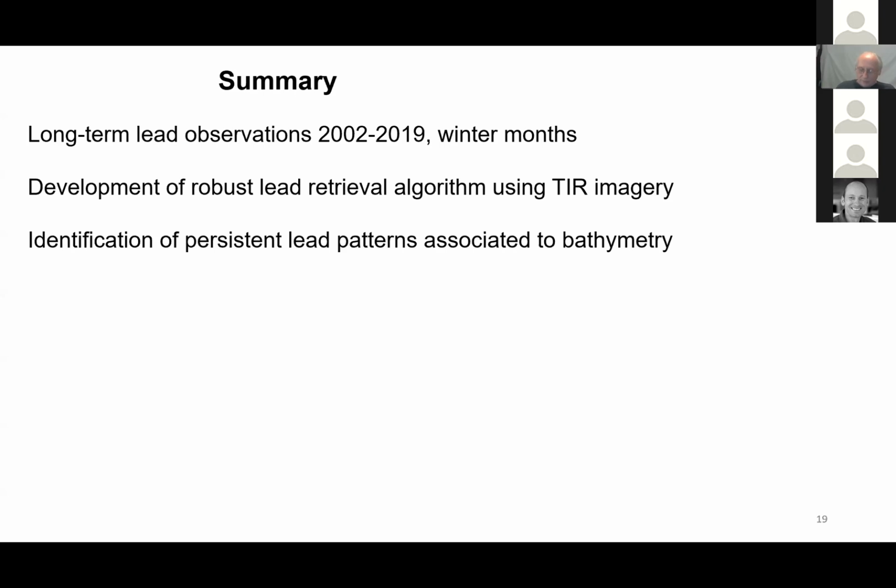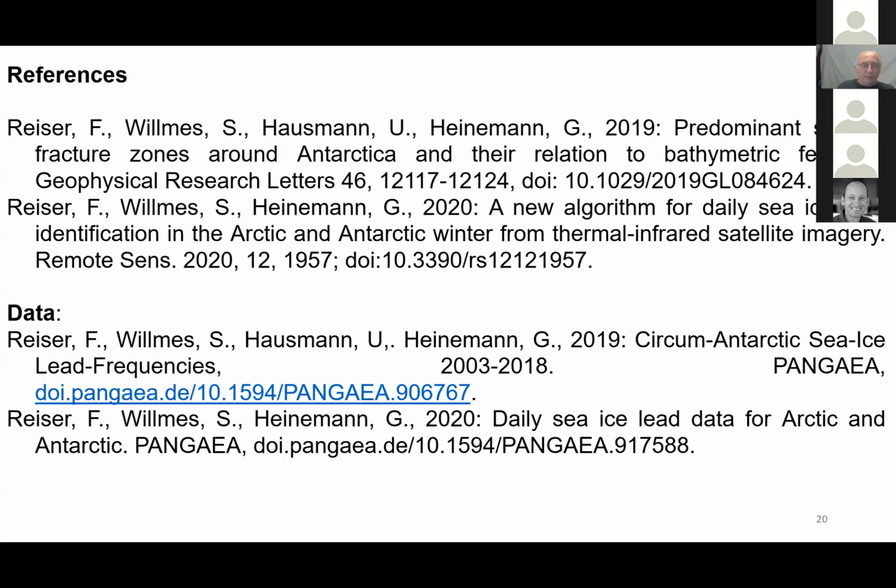So the material is published. We have 2 published papers recently, one month ago, and also the data is published, so it can be downloaded freely in the PANGAEA database. Thank you very much.